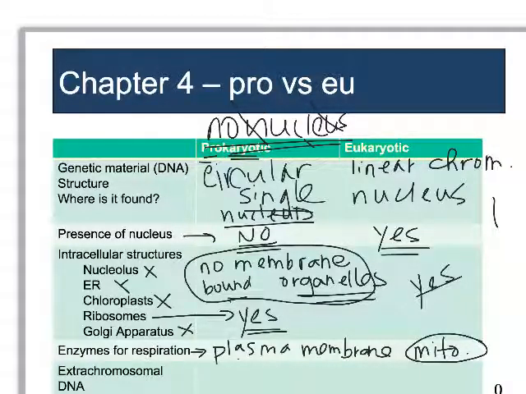Now, extra chromosomal DNA. Bacteria are different. They do have some DNA that's not a chromosome. They're called plasmids, and we'll talk about them more in a minute. Eukaryotes typically don't have them, unless a human adds it.